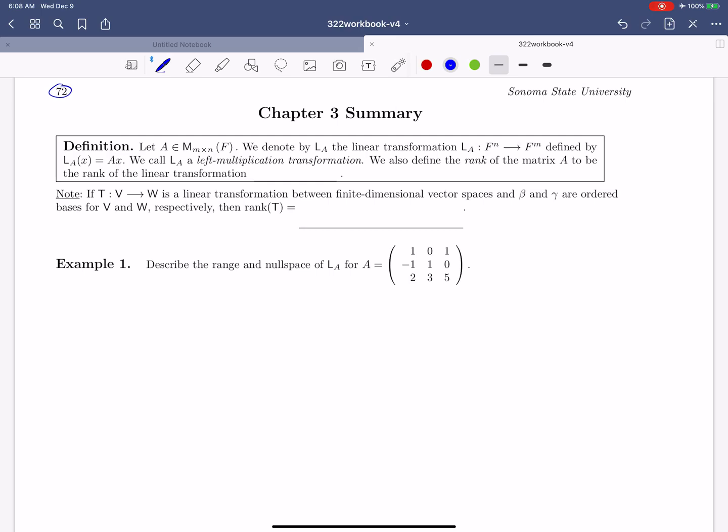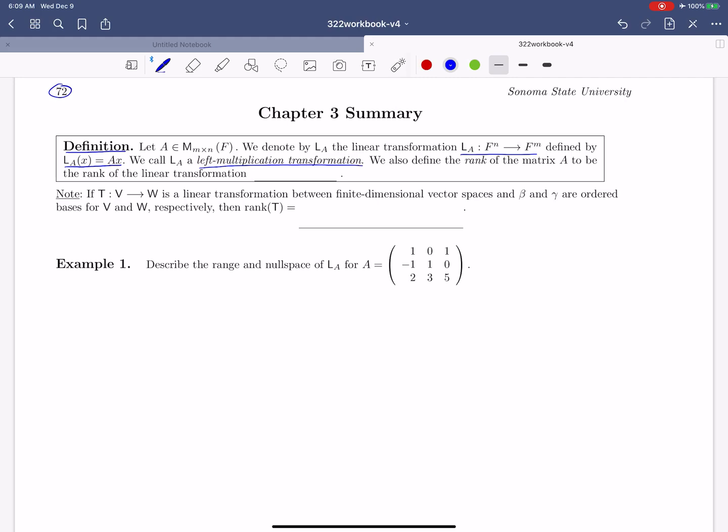Okay, so let's start our discussion by looking at this definition here. Part of this is going to be familiar and part of it's going to be new. We start out with an m by n matrix A and a linear transformation LA that goes from Fn to Fm. That's just going from the set of all n-tuples to m-tuples, defined by LA of x equals A times x. We've actually seen this linear transformation before. It's called the left multiplication transformation. We take a vector x, and to get our output, we just left multiply by the matrix A.